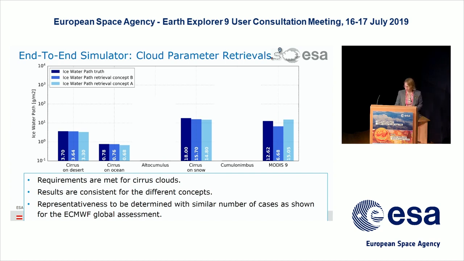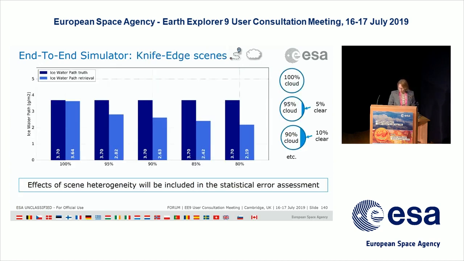The other thing we've done, you can only do this with the end-to-end simulator, is to look at the knife edge scenes, because this is then interpolated in the interferogram space. So we look at 100% cloud cover, and then we have 95% cloud and 5% clear, 90% cloud, 10% clear. And then we look at the difference between the true ice-water path and the retrieved, down from 100% to 80% cloudy. And because this is such a thin cloud, we are all within the requirements. And so we want to include this also in the statistical error analysis.